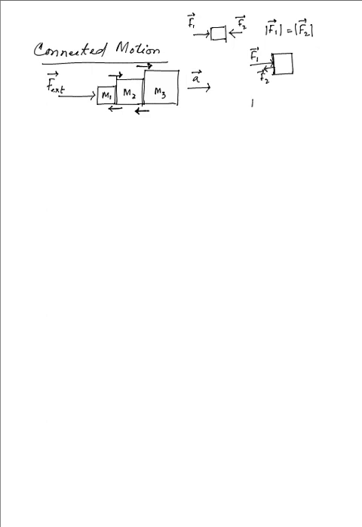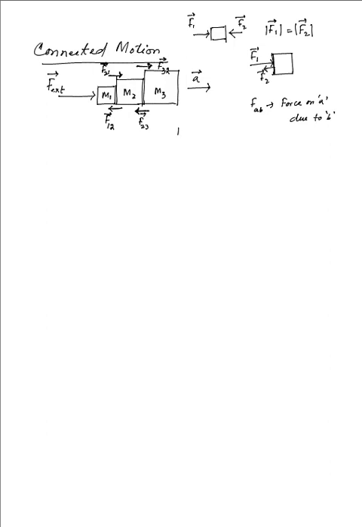Let me denote that. Suppose I denote FAB as the force on A due to B. Then the force on M2 due to M1 is simply F21, and similarly the force on the third mass, M3, due to M2 is simply F32, the force on 3 due to 2. And likewise, the reaction forces can be given as F12, the force on 1 due to 2, and F23, the force on 2 due to 3.